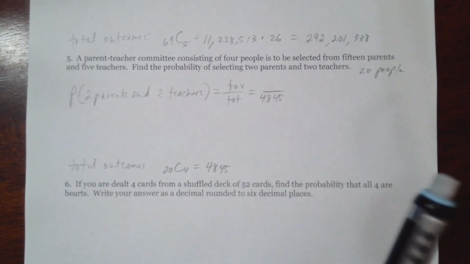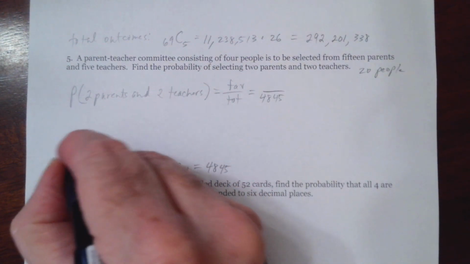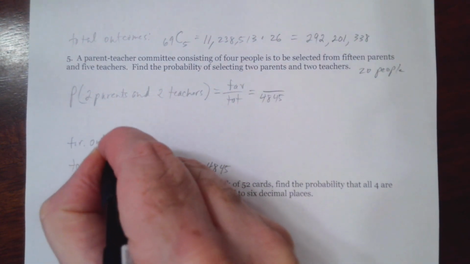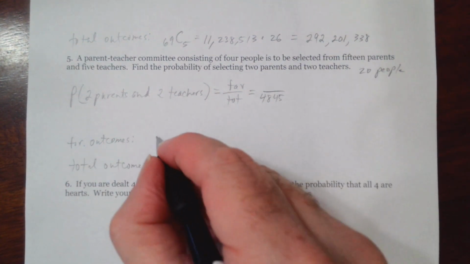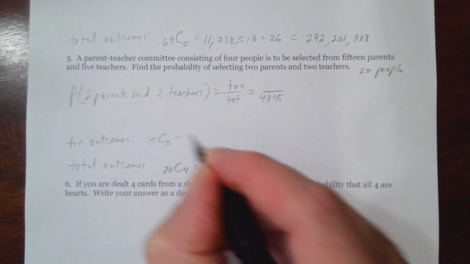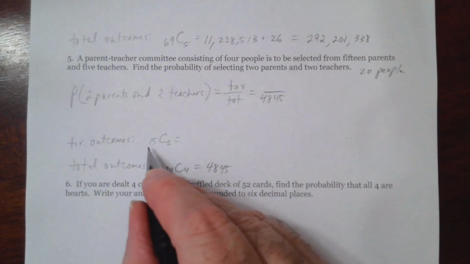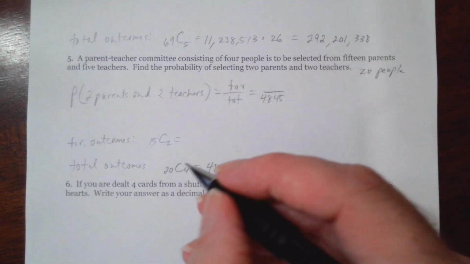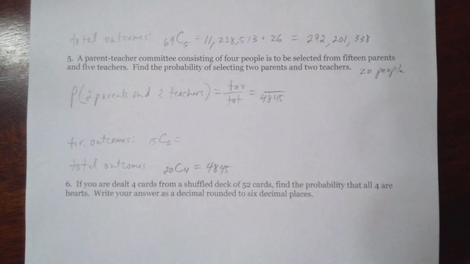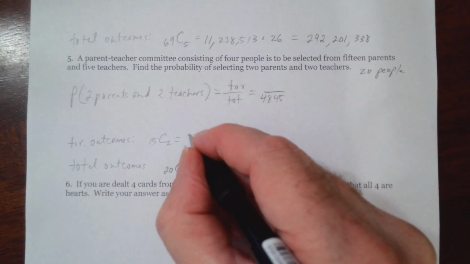Well, in how many ways can we choose the 2 parents and the 2 teachers? So these are our favorable outcomes. Well, there's 15 parents to choose from, and a favorable outcome is that we're getting two parents. So in how many ways? This is 15 choose 2, the number of ways we can choose 2 parents from the 15. Again, order doesn't matter here. We're just picking people to be on a committee. So 15 choose 2 is 105.